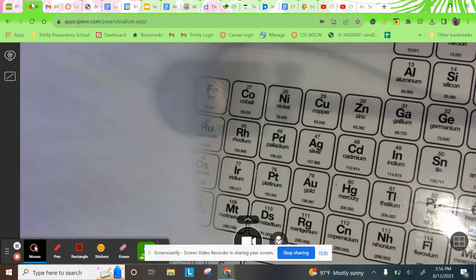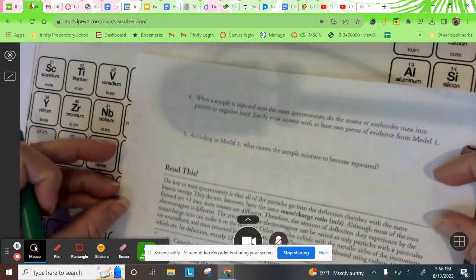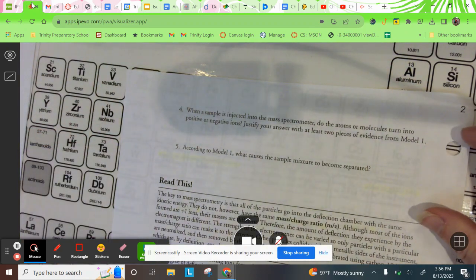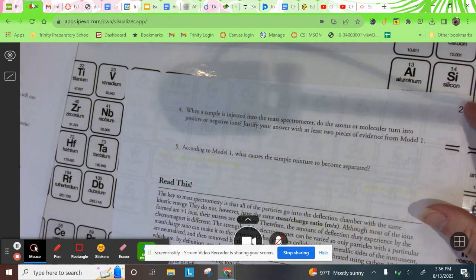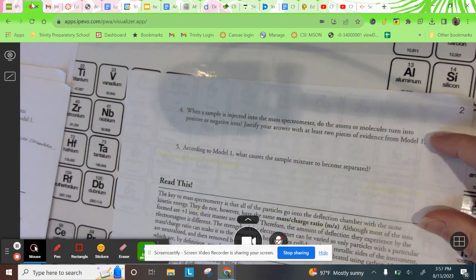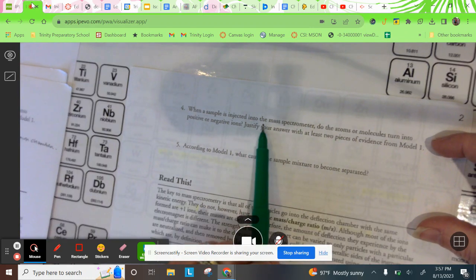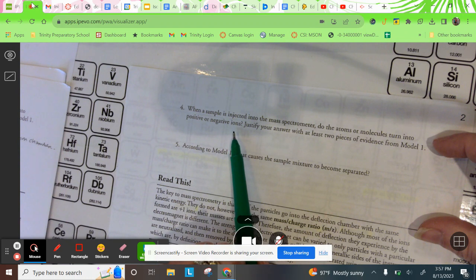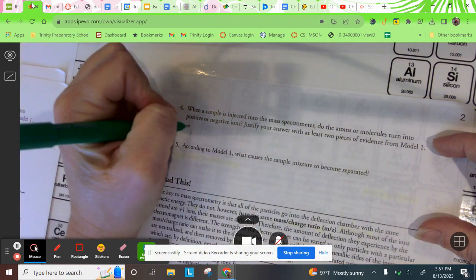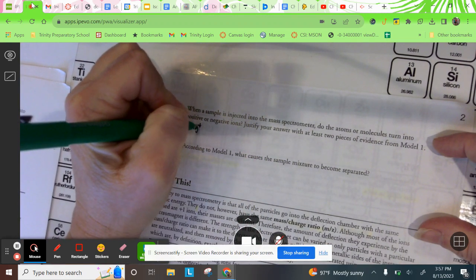Okay. All right, so let's take a look at the next thing. When a sample is injected into the mass spectrometer, do the atoms or molecules turn into positive or negative ions? So take a look at the picture. If you look at the picture, it's a metal, right? And metals typically do what? They become positive. So I'm going to put Mg plus 2.